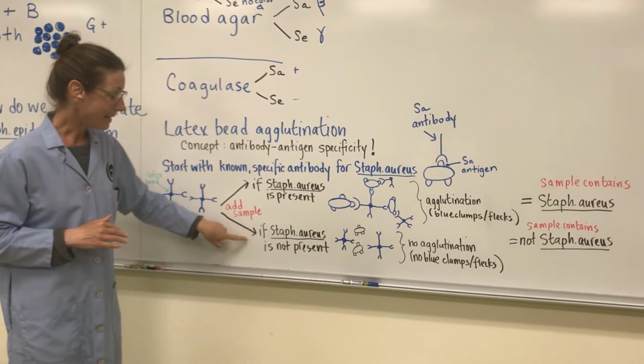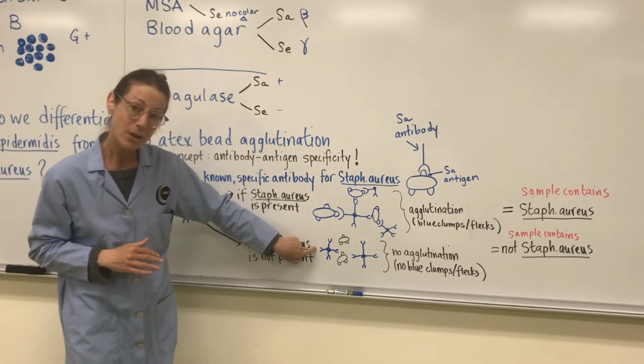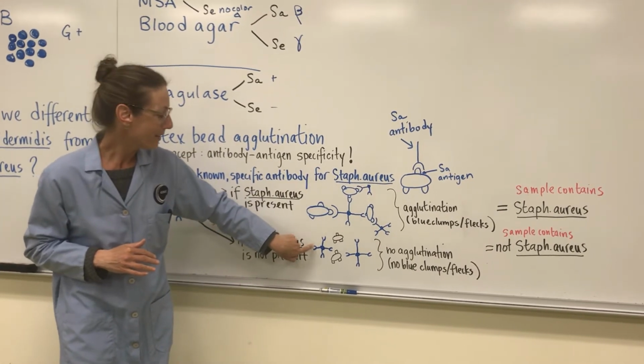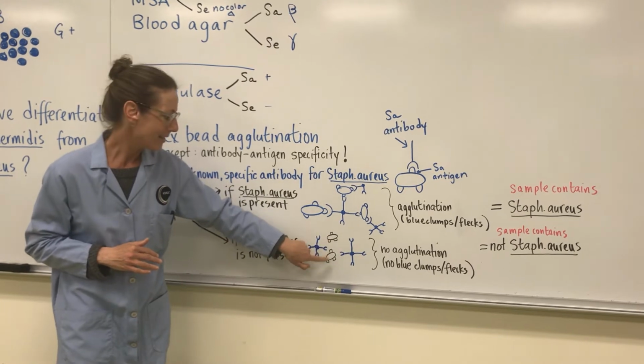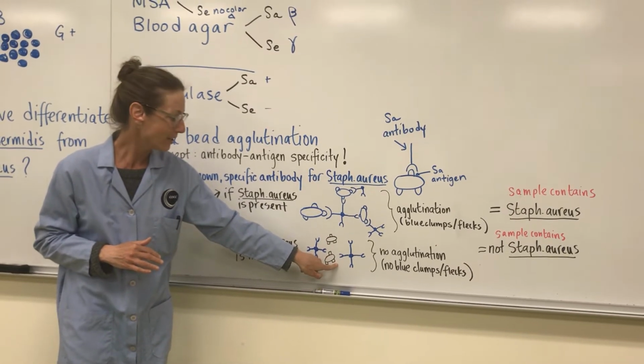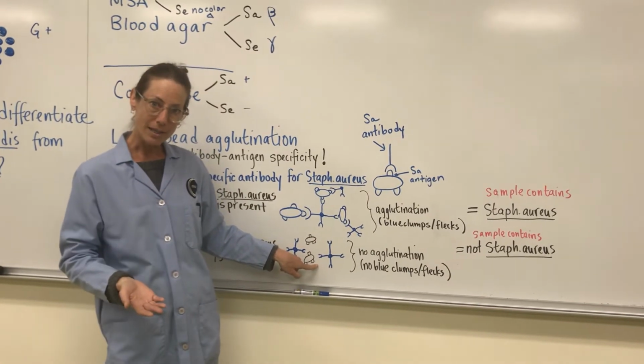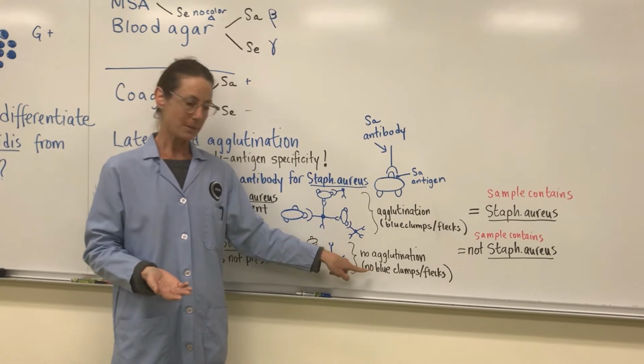However, if when we add the sample, Staph aureus is not present, you still have those antibodies, because that's what you started with, but you have a different culture. Say this is Staph epidermidis. It doesn't have the same shaped antigens, which means that there's no binding, no agglutination, and no clumps.